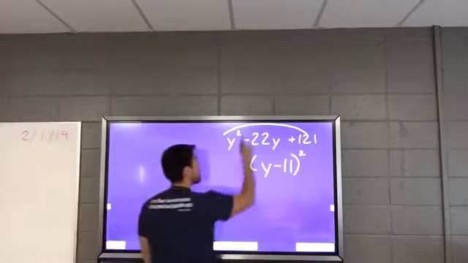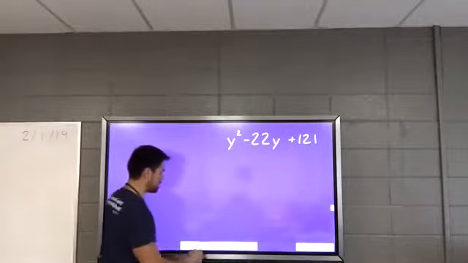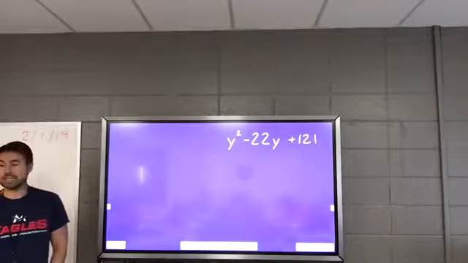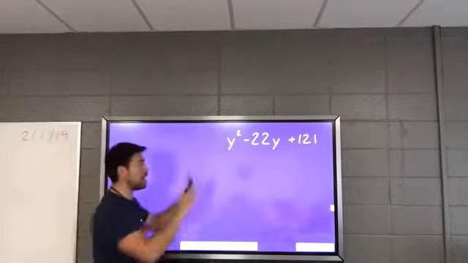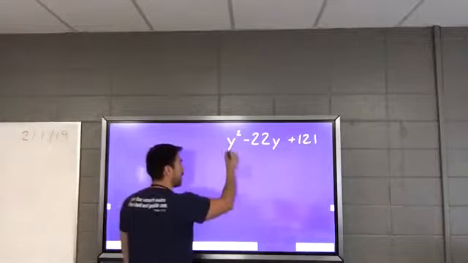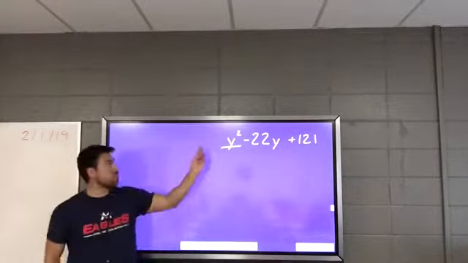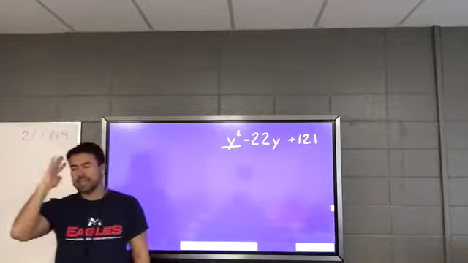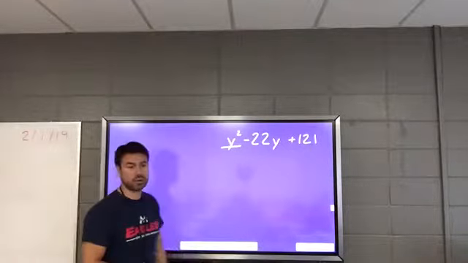The method we're going to look at today, the third method, is going to be a little bit easier if it's a certain type of trinomial. This is what I now want you to start writing down. Look at the first term. Is y squared a perfect square? That means, is there any number or value that times itself is going to get me y squared?